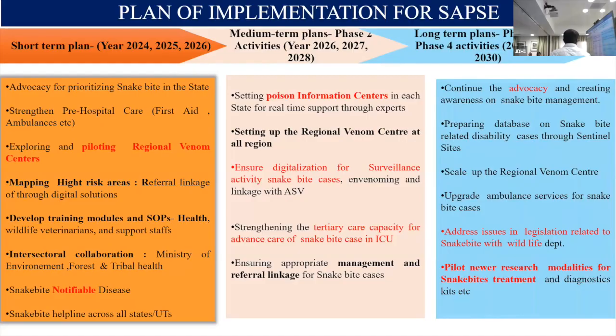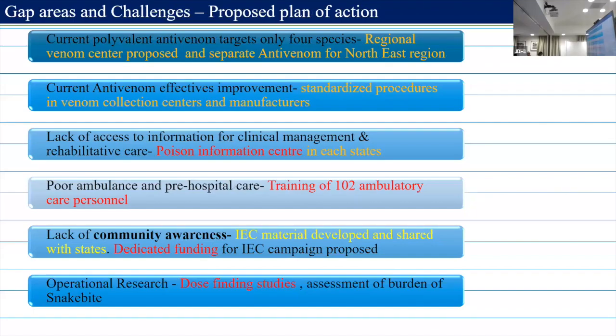And lastly, the legislation part for the medico-legal areas, and the research modalities, mainly the dose finding studies, because at present we are providing on average 15 to 20 vials per patient. So we want to find out the exact dose of the current polyvalent antivenom to be given to each snake bite victim. So these are the two critical gaps we also discussed at Toxicon in India.